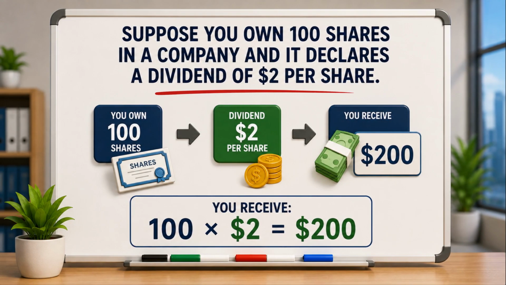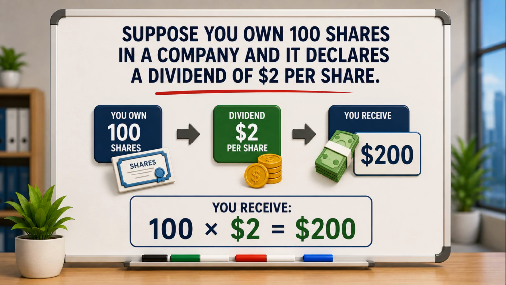Let's suppose you own 100 shares in a company and it declares a dividend of $2 per share. You receive 100 times $2, $200. For you, as the investor, that's the dividend income. For the company, it's an equity reduction.